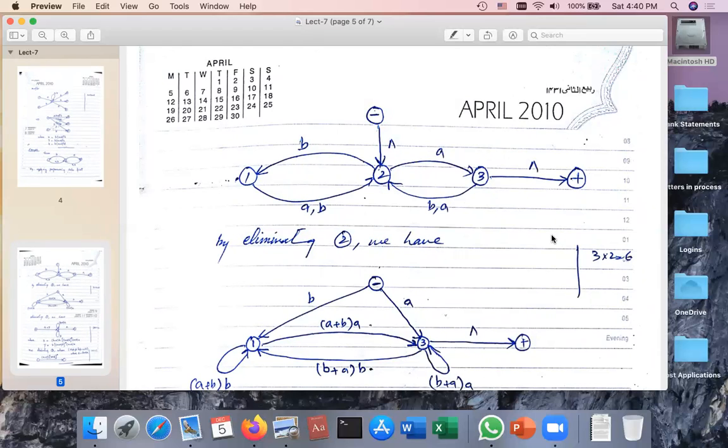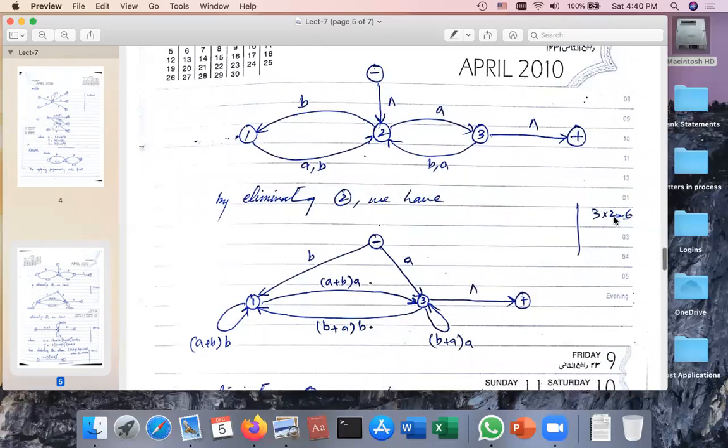So it is also a good strategy to always select the state for which you don't have to consider too many edges. But this is a complex case, so that's why I am considering it here for you people actually. So 3 multiplied by 2 is equal to 6. 6 edges I have to consider.